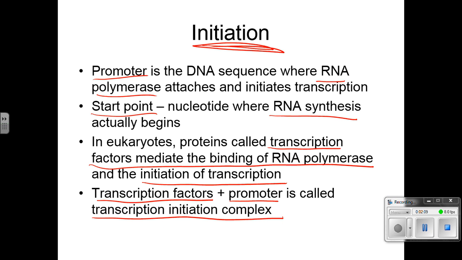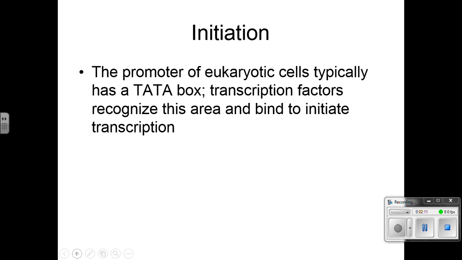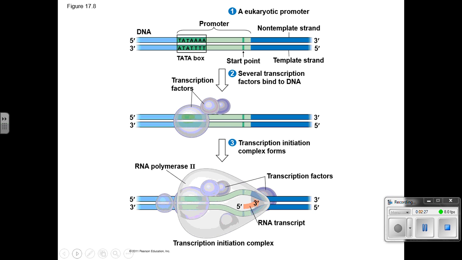The promoter of a eukaryotic cell is typically a TATA box, which is just an area of lots of repeated T's and A's. Transcription factors recognize that area, and that's where they're going to bind to start the process. So here's a big picture of the TATA box. So just repeated T's and A's. This is going to tell the transcription factors bind here. And then at some point right upstream of that is going to be the actual start point of where we're going to start transcribing that gene.